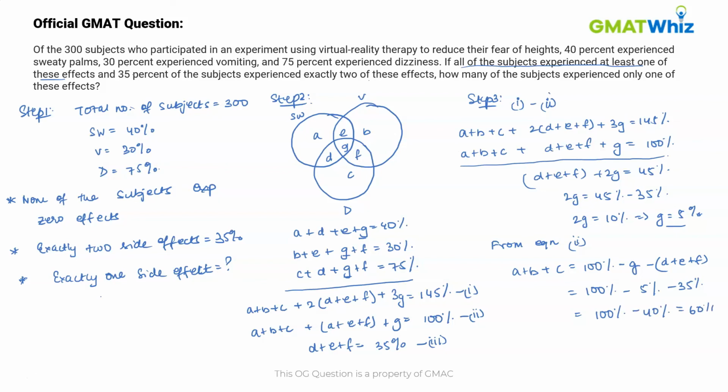Now, the answer that we've got here is in percentage, but we have to find out the number of subjects who experience one of these effects. Since we know the total number of members, we can find the value. Therefore, the total subjects with only one side effect will be 60% of 300, which is equal to 60 by 100 times 300. Now the zeros get cancelled and we are left with 180, which is the option D.